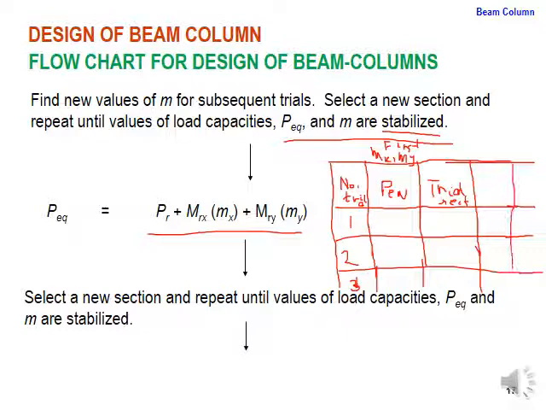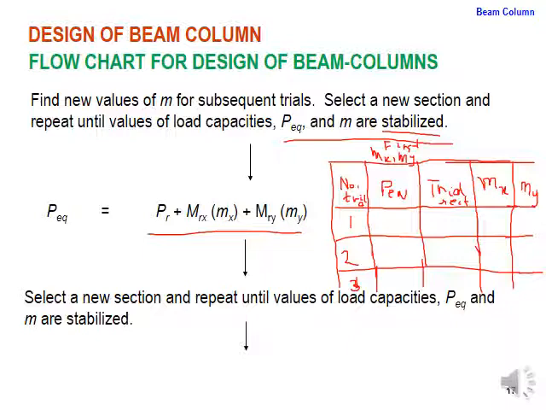And in the next column you can write Mx, and in the next you can write My. Okay, so whatever you have calculated for the first trial, from that you have calculated P equivalent and you can enter it in this trial and error table.